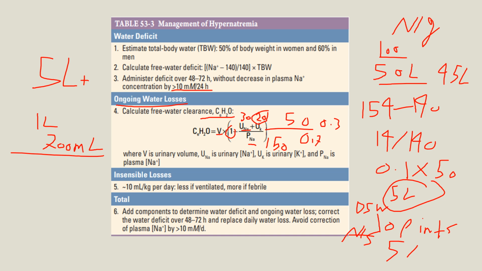We add also to that 100 ml per kg per day, less if ventilated, more if febrile. So we said she has 100 kilograms, that would be 1 more liter, and then we add the components. So we have 5 plus 700 plus 1 liter, we have 6.7 liters to be corrected over the period of 48 to 72 hours, so about 12 to 13 pints, or more accurately 13 pints per 48 hours. And with that, we conclude our lecture about sodium disturbances and water disturbances.